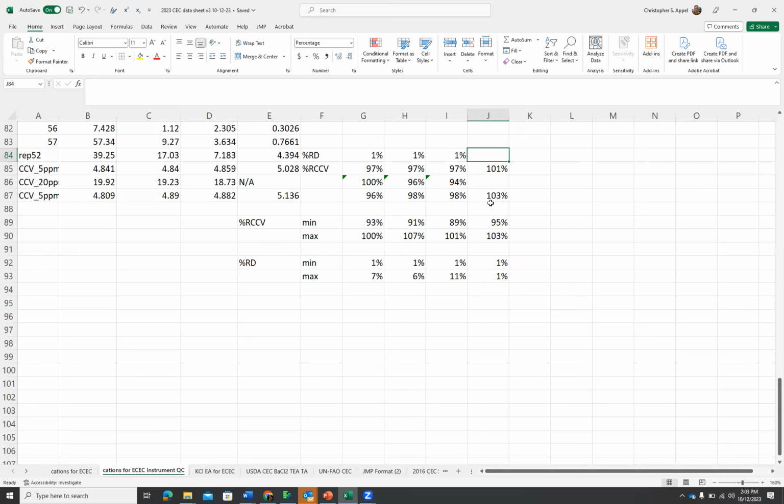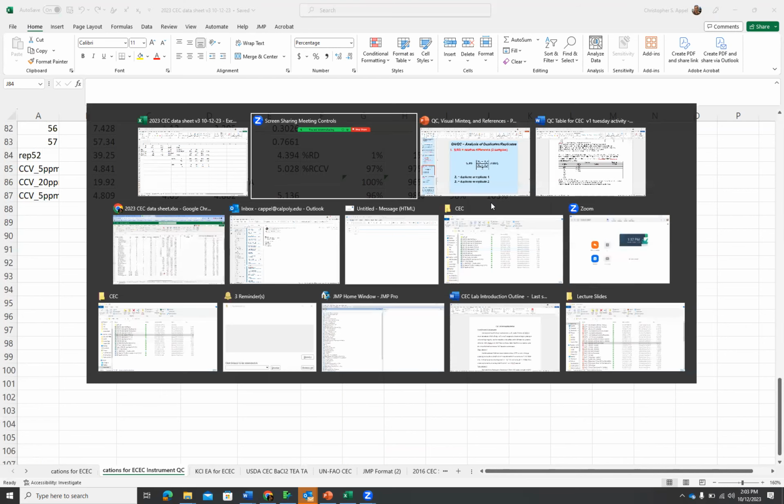RSD for 7, 1 to 6, 1 to 11 should be less than 10%, right? Less than or equal to 10%.